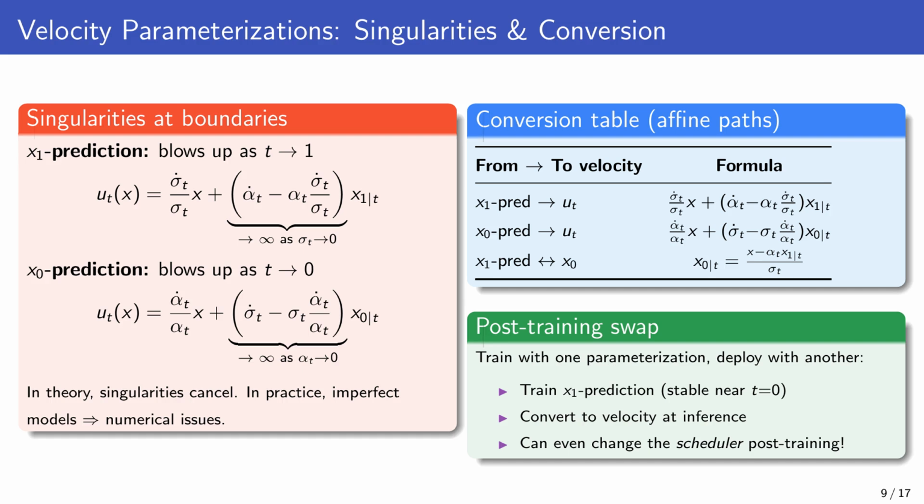An elegant consequence of the conversion formulas is that you can train with one parameterization and deploy with another. For example, you might train with x1 prediction because it is stable and has nice gradient properties, then convert to velocity at inference time. You can even change the scheduler post-training. The paper shows how to transform a model trained with a variance-preserving schedule into one that uses the conditional OT schedule for sampling. This is possible because all affine schedulers with the same signal-to-noise ratio profile produce the same samples in theory.